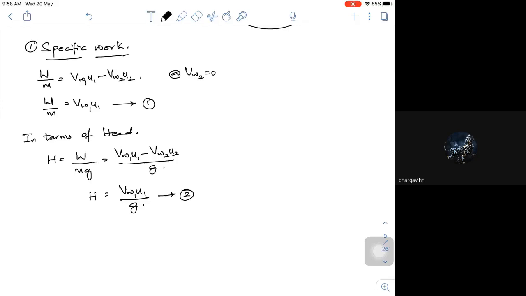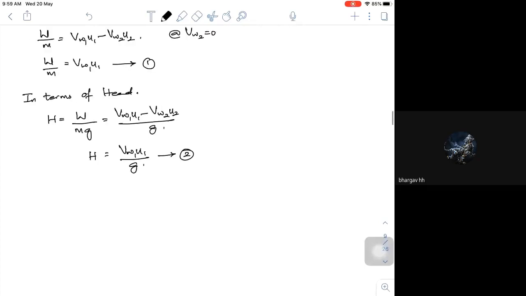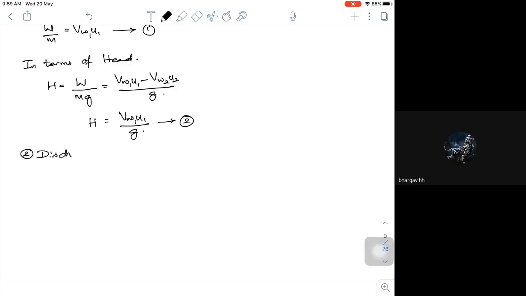We need not derive it because we have already done the Euler equation. If someone wants to derive the work done expression for a turbine, you have to get back to whatever you derived in your Euler equation. The same expression we are going to use. Now the second term we have to look at is the discharge for a Francis turbine. Here Q is equal to pi D1 B1 into VF1 is equal to pi D2 B2 into VF2.